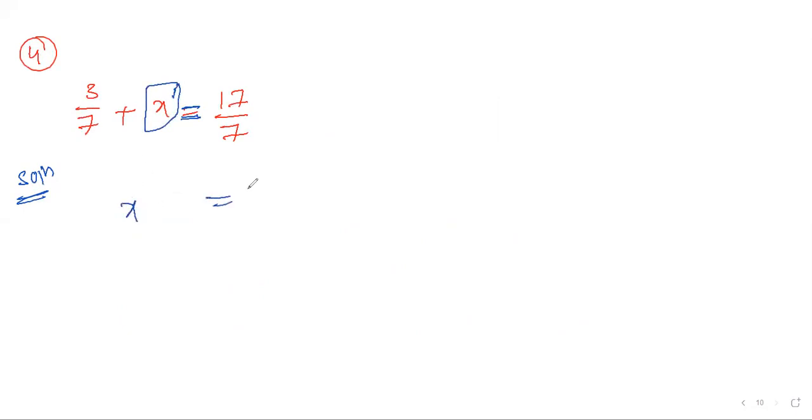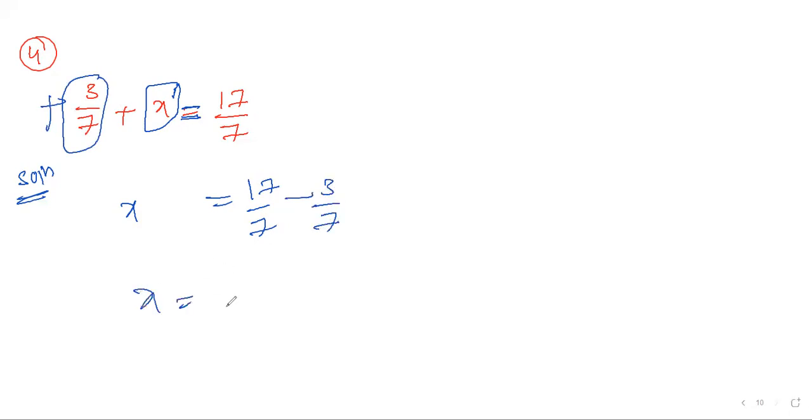The next one: 3 by 7 plus x is equal to 17 by 7. Now this is a fraction model. Whatever the model is, the process is the same. Let us take the question as it is. The variable is x, and you want to find the value of x. So x should be left and the right side part stays as it is. On the left I don't want 3 by 7. This is plus 3 by 7, so going to that side it becomes minus 3 by 7.